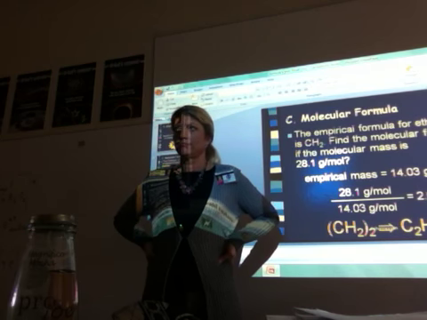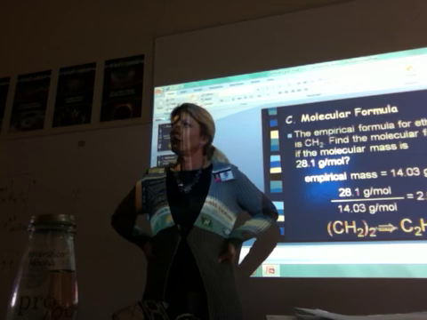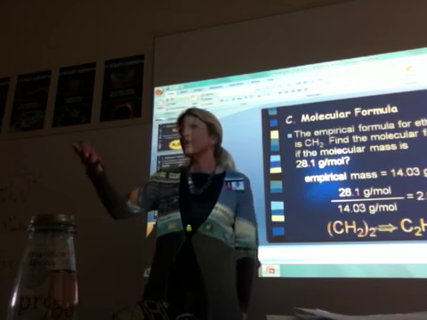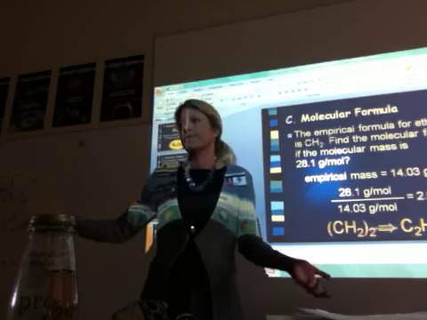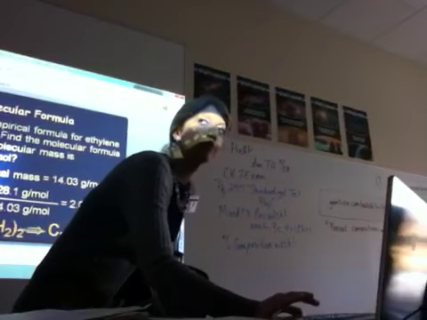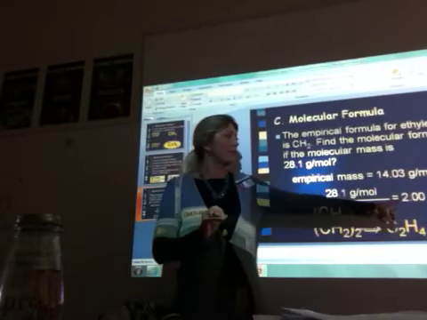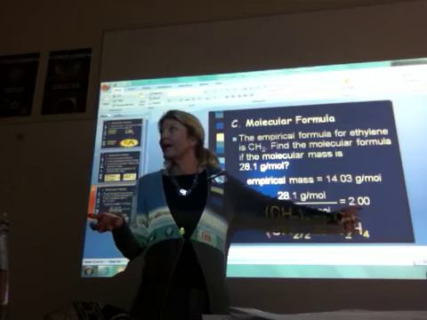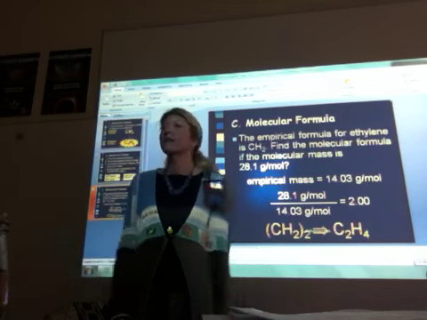When we divided 28.1 and 14, what did we get? That 2? The 2, right. Which in your notes, I think I have it marked as an X. X equaling whatever the whole number is, and probably a 2 actually as well. So we multiplied the empirical formula subscripts by the number that you find when you divide them. What if the number's 1? Then it just is the same thing.